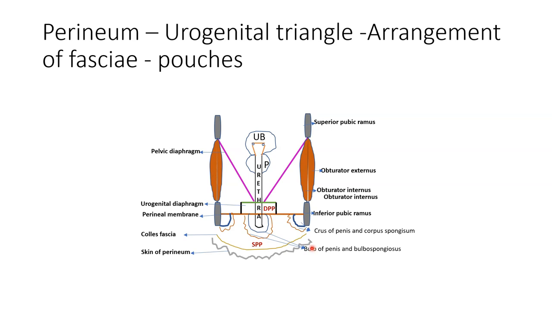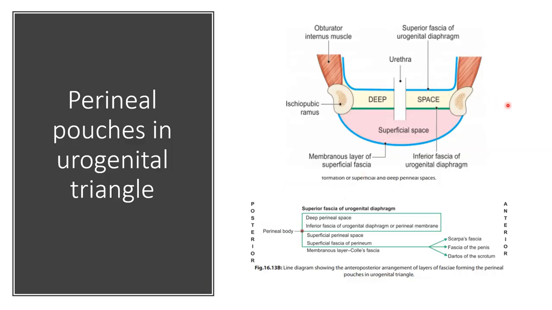And if it is in the lithotomy position, what you will be seeing first is the skin of perineum, followed by the membranous layer, then the superficial perineal pouch, the perineal membrane, the deep perineal pouch, the superior fascia of urogenital diaphragm and pelvic diaphragm. So this is another picture to make you understand. And you can see the ischiopubic rami, the obturator internus muscle, the superior fascia of urogenital diaphragm pierced by the urethra, then the deep perineal pouch, the inferior fascia of urogenital diaphragm, then the superficial perineal pouch, the membranous layer of the superficial fascia, that is the fascia of Colles.